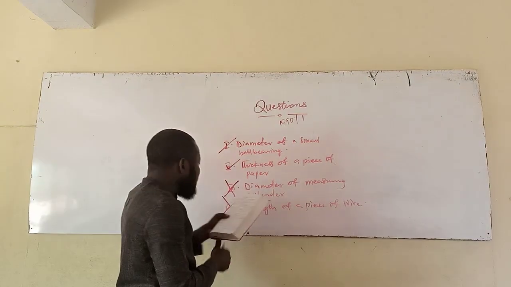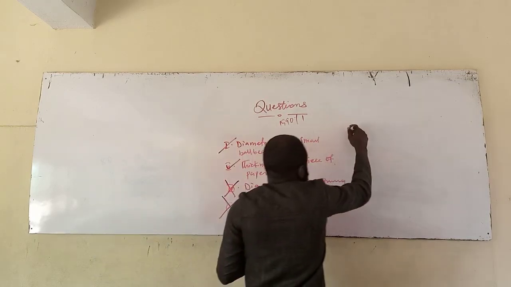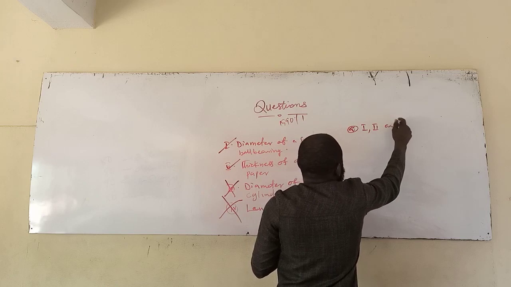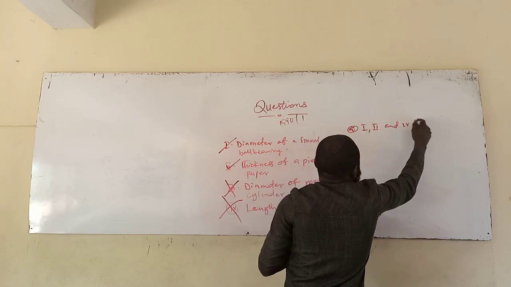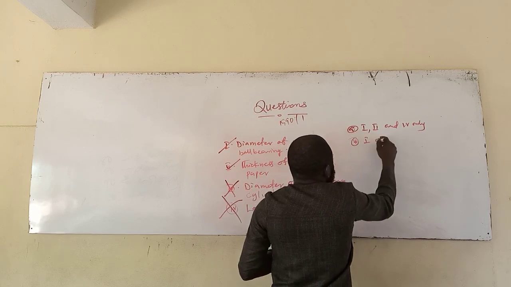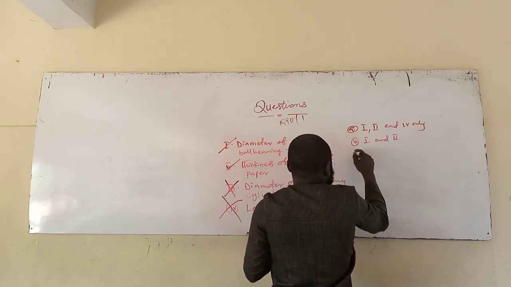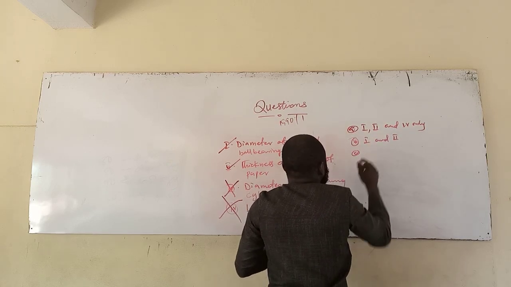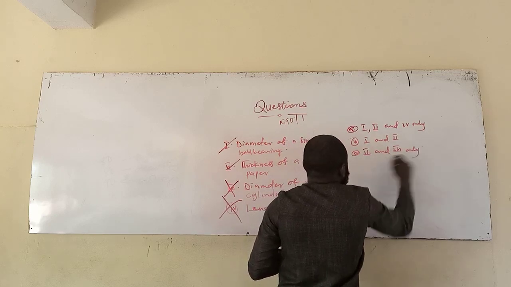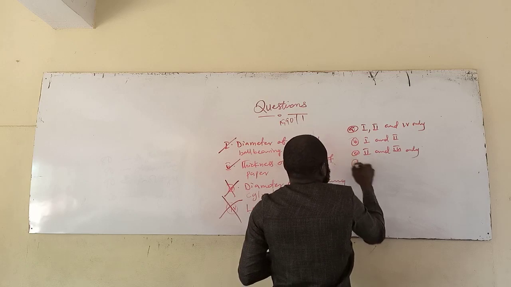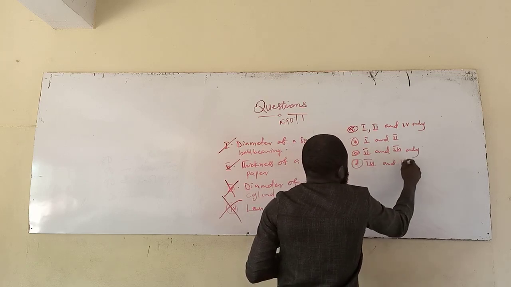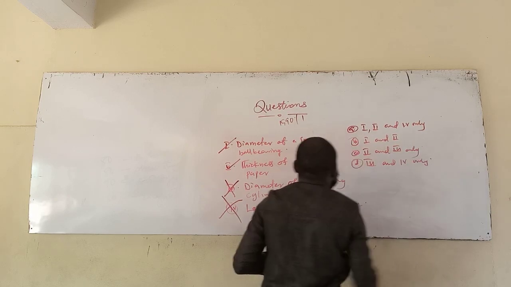Option A, we have Roman figure 1, Roman figure 2, and Roman figure 4 only. Option B, Roman figure 1 and 2 only. Option C, Roman figure 2 and Roman figure 3 only. Option D, Roman figure 3 and Roman figure 4 only. Have you seen this now?